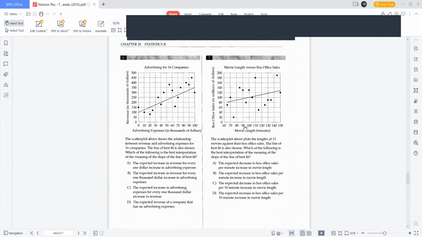Okay, let's look at number 6. The scatter plot above shows the relationship between revenue and advertising expenses for 16 companies. The line of best fit is also shown. Which of the following is the best interpretation of the meaning of the slope of the line of best fit? This one should be easier now, considering what we just went over.